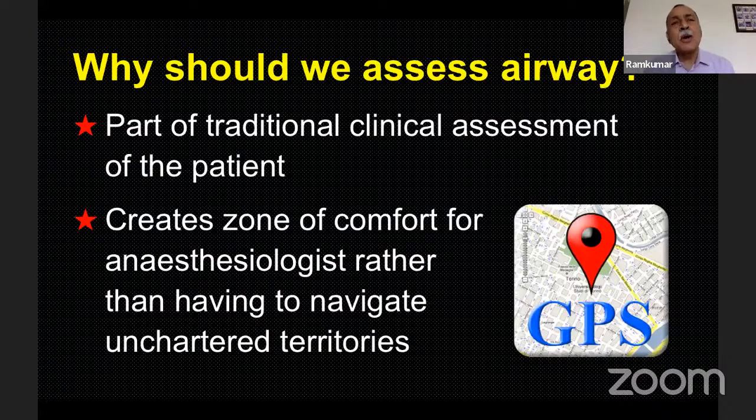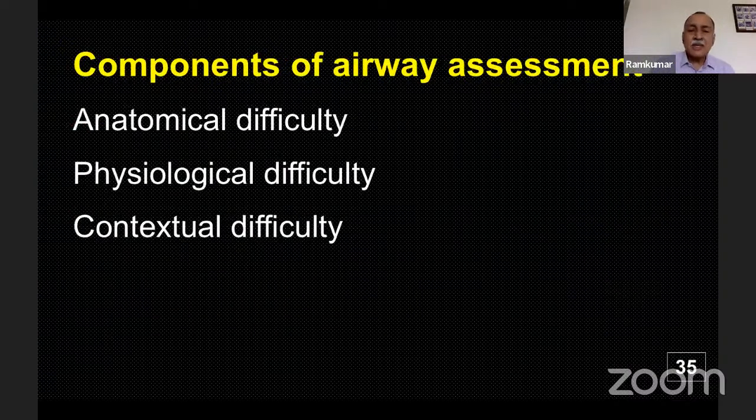And in this topic, for the day, our destination is securing a definitive safe airway. And for this, the first step of the GPS that we use is airway assessment. Now, there are three major components of airway assessment. When we assess the airway, what are we trying to find out? What are we trying to establish?